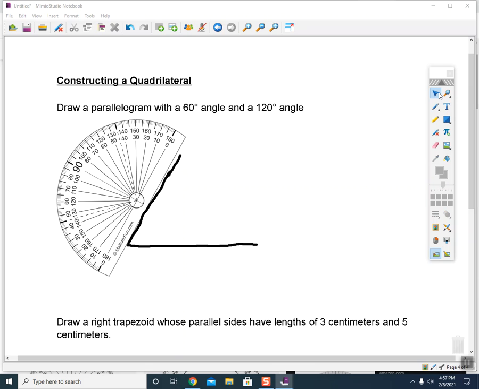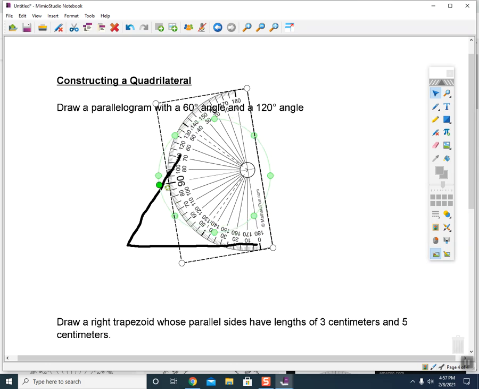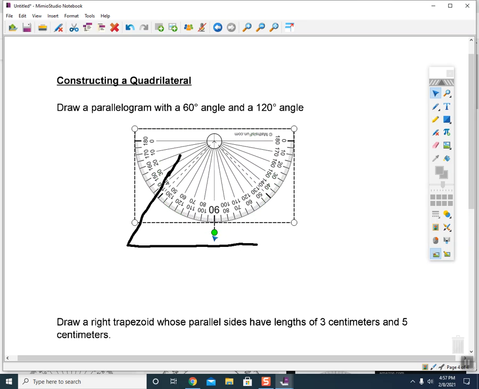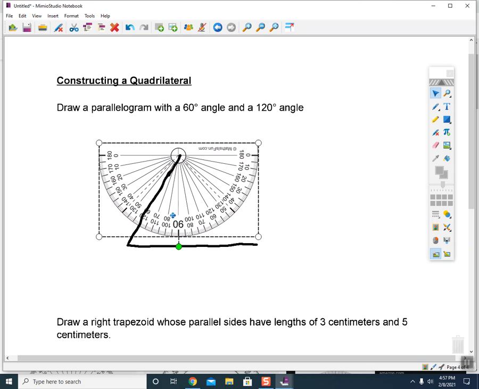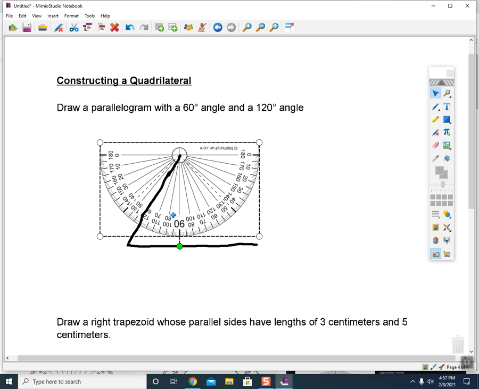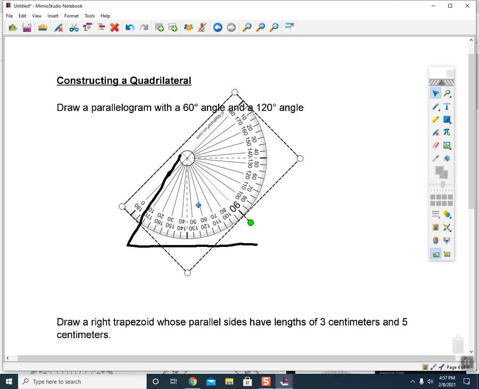I also know that I need a 120-degree angle. So what I'm going to do is take my protractor and line it up with the beginning or the end of this line so that I can create a 120-degree angle. So I need to do it like this. Here we go.